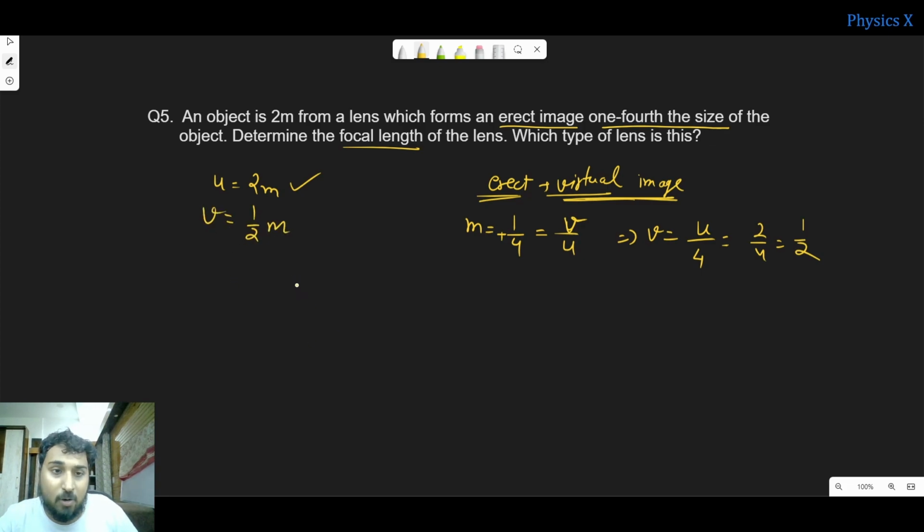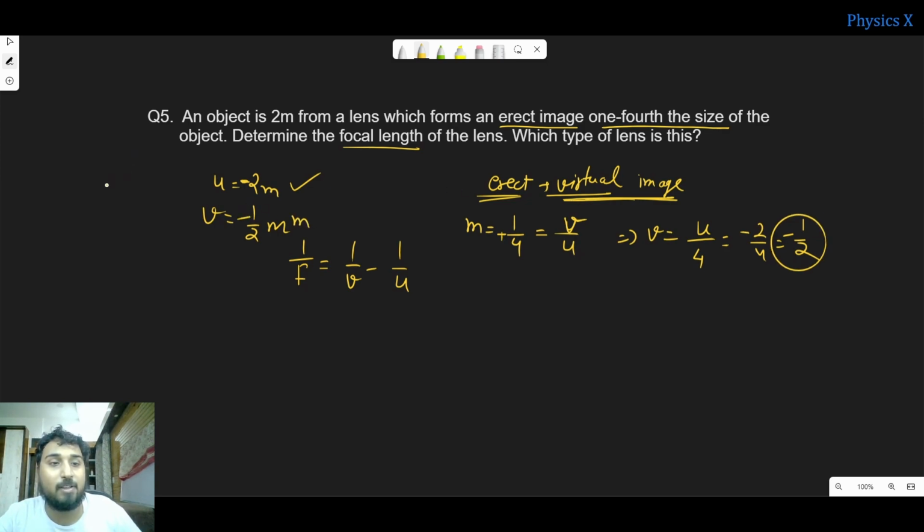Now what we will be doing? We will just apply the lens formula, 1 by v minus 1 by u. Remember, this 2 meter is saying, first of all we need to consider the sign, 2 meter from the lens. That means u should be taken as negative. So u will be minus 2. If u is minus 2 meter, then v is minus 1 by 2. So v is also negative.